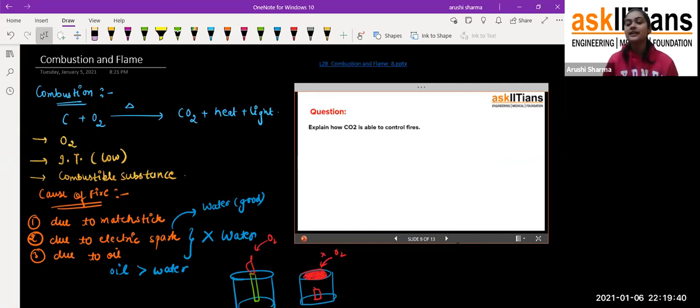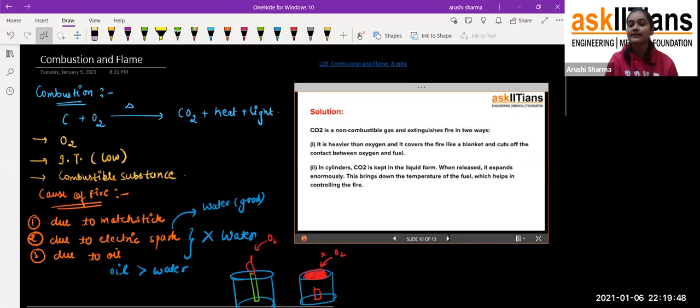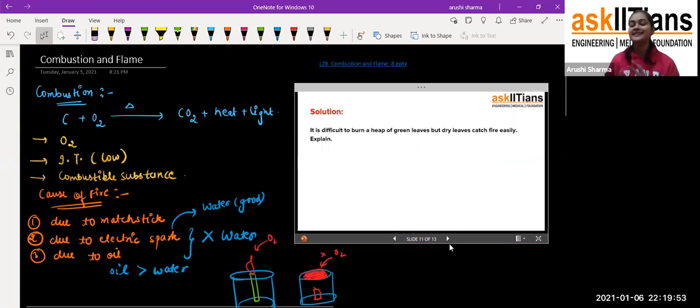Explain how CO2 is able to control fire, that how we can control the fire. So students, CO2 is non-combustive. Like I have already told you, the carbon dioxide we are using in fire extinguishers is heavier than oxygen, due to which it will cover up that fire like a blanket, and the supply of oxygen is going to be cut down, and that's how the fire can be controlled. Okay, so that's the point.